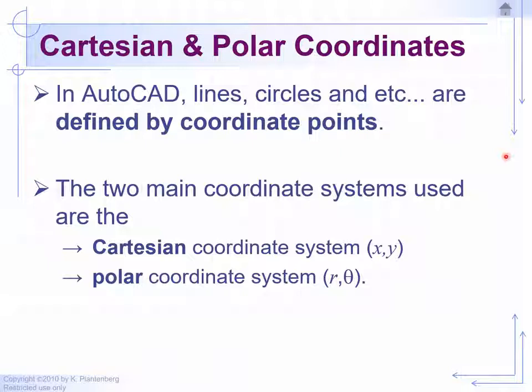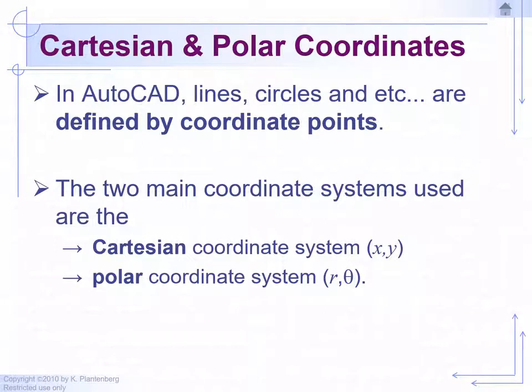Cartesian and polar coordinates. In AutoCAD, lines, circles, and other elements are defined by coordinates. The two main coordinate systems used are the following. Cartesian coordinate system. If you're dealing with 2D, you have your X coordinate, which defines your horizontal, and the Y defines your vertical. AutoCAD also has 3D capabilities, and the Z coordinate would be a line normal or perpendicular to the screen. We're also going to work with polar coordinates. R defines the length, and we have our angle.